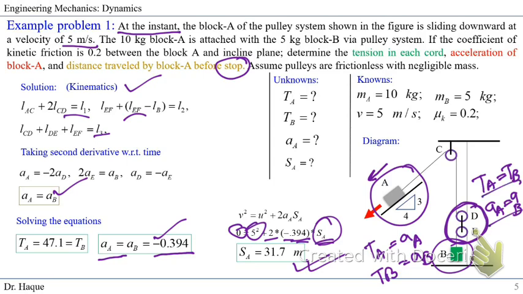Now it simplifies. If you plug it back here, it simplified our problem. Using 2 equations, we solved for TA and acceleration A, and then finally we used the velocity equation to get the distance traveled by block A.